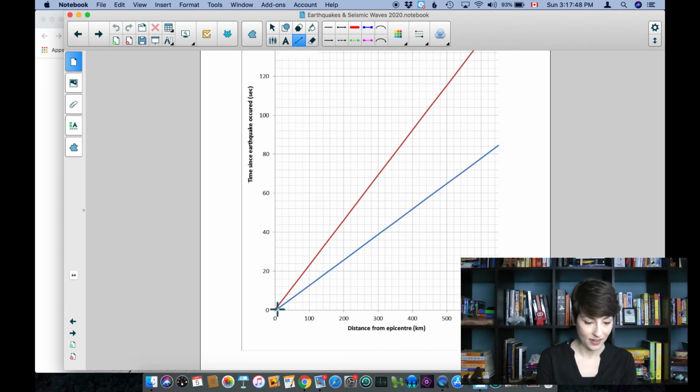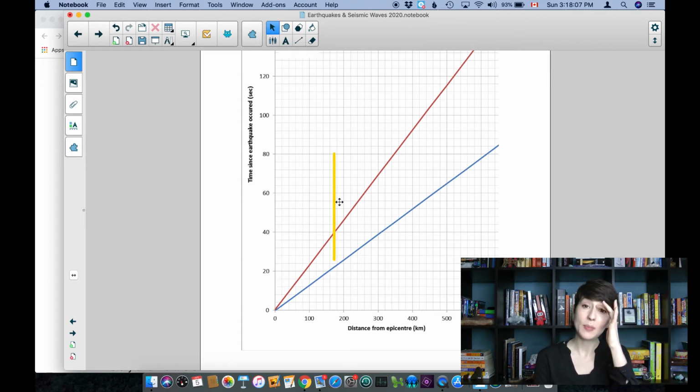I'm going to make a line on this graph just to help me out. That is about 55 seconds tall, and I'm just using the y-axis to measure this. So right about there. So that's the spacing of my P and S wave. Now I've got to figure out, where does this fit? Right about here.